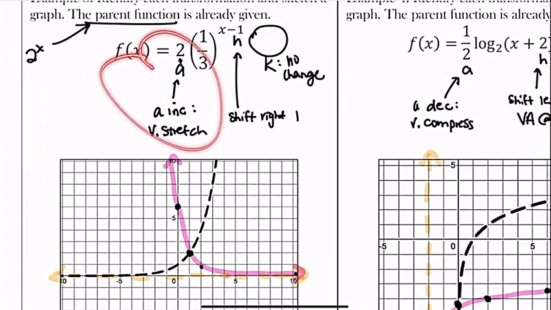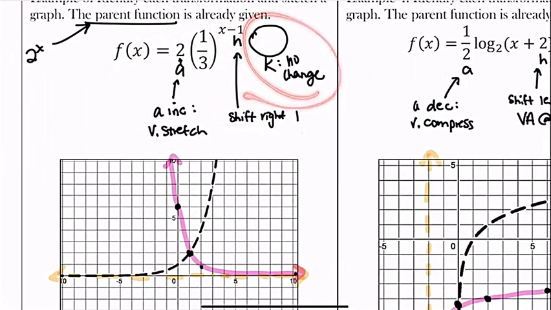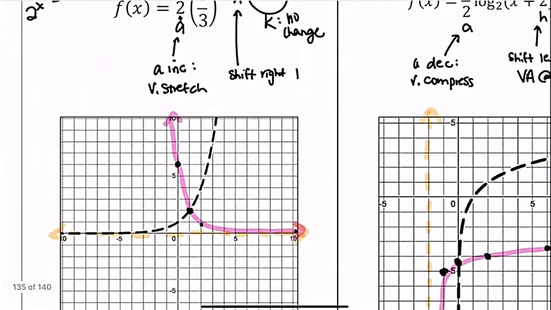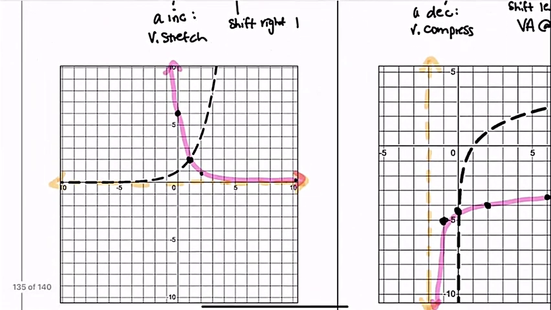A went from 1 to 2, so we had a vertical stretch. H is 1, so it shifted right 1. And then there was no K, so K did not have a change, which means we kept our horizontal asymptote the same. As you can see, they both flatten out at y equals 0. And then obviously we got these dots from graphing in our calculator.